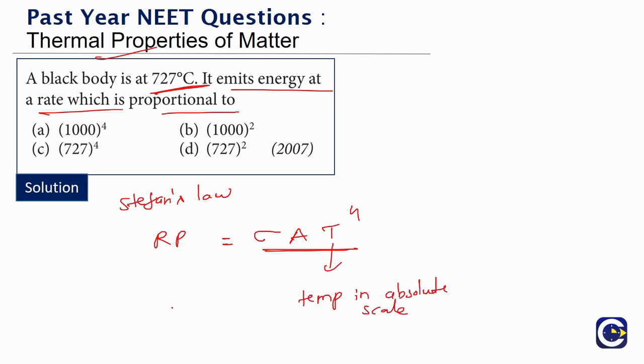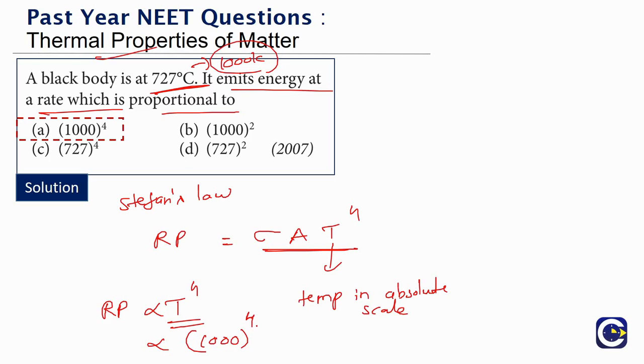So what do we have? The radiation power is proportional to T to the power 4. The temperature given is 727 degrees Celsius, but we should take this into Kelvin. Kelvin means add 273. It will become 1000 Kelvin. So the radiation power is proportional to 1000 to the power 4. So what is the correct answer for this? It is option A. It's a straightforward question.